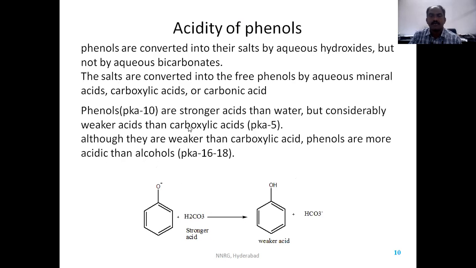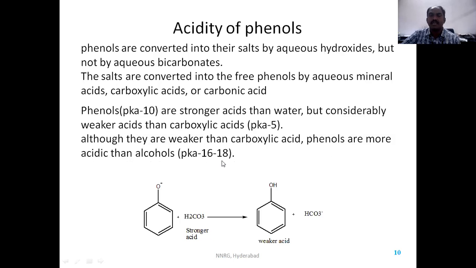If you see the acidity of phenols in terms of pKa, we know that the pKa value is very important. It can be used to know the acidity of phenols. Phenols have a pKa value of 10, which makes them stronger acids than water, which has a pKa of approximately 15. They are considerably weaker acids than carboxylic acids, which have a pKa value of 5. When you compare, the higher the pK value, the lower the acidity; the lower the pK value, the higher the acidity. Although they are weaker than carboxylic acids, phenols are more acidic than alcohols.